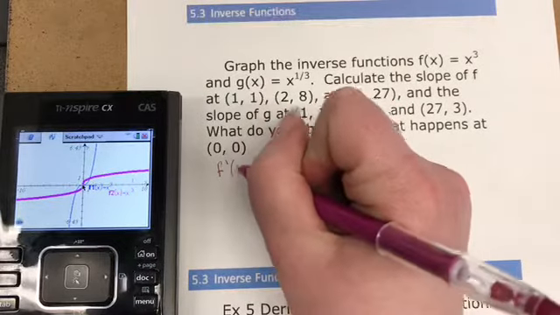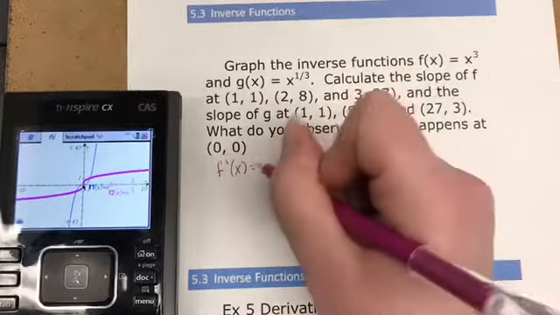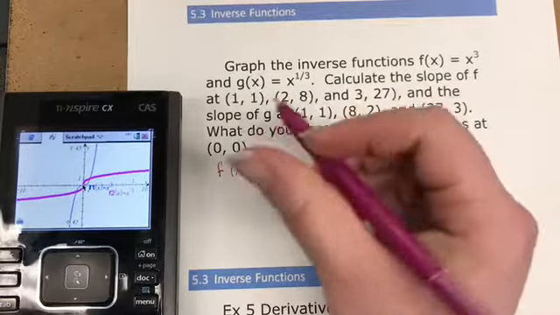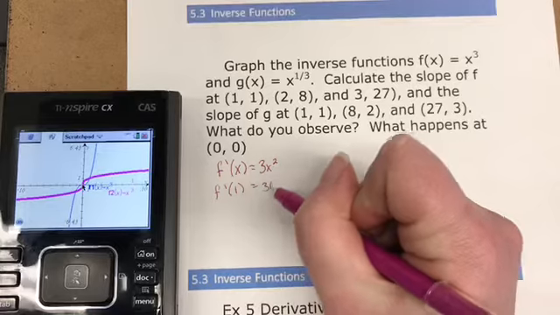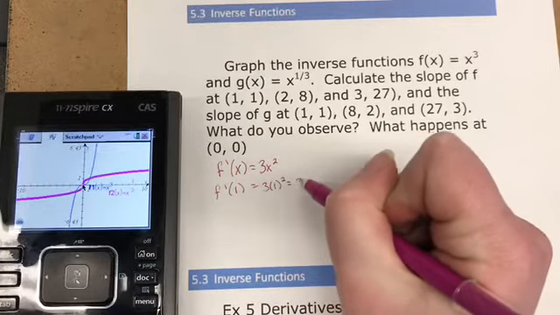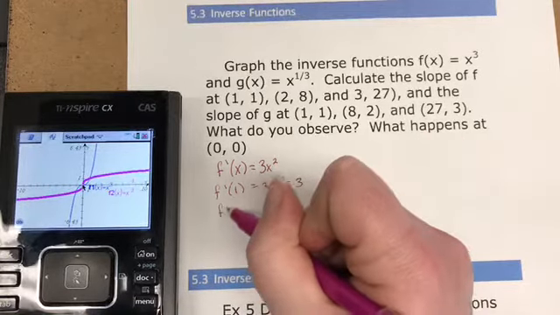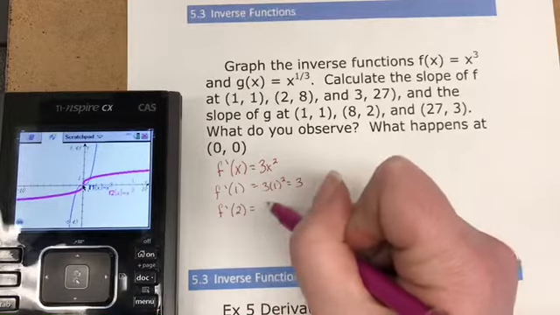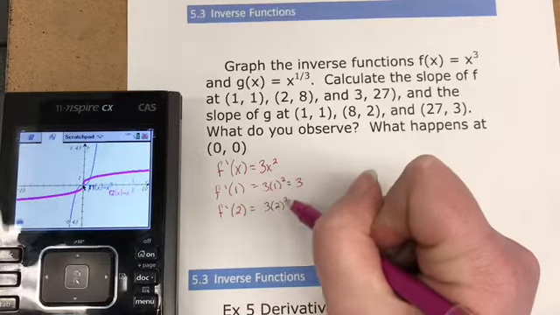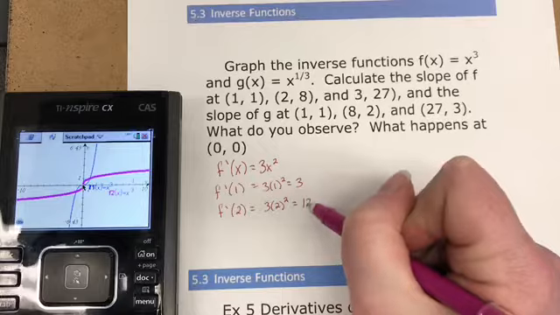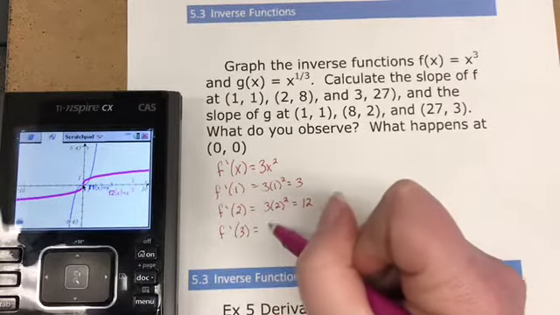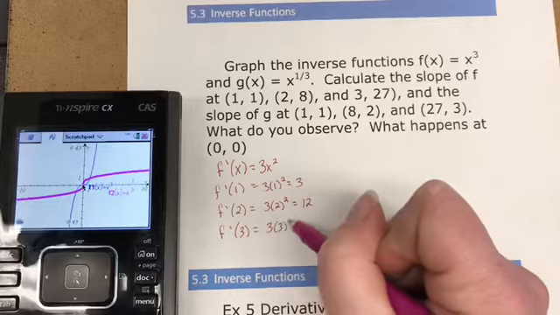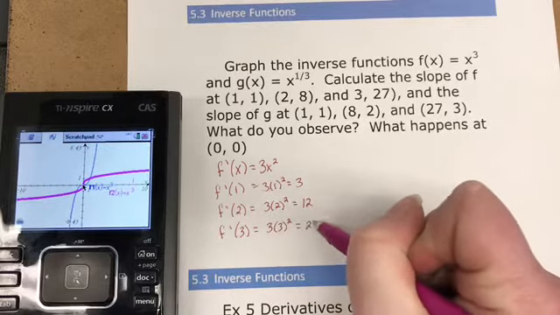So for f, to find the slope, that would be the first derivative, so that would be 3x squared. So f prime of 1, 3 times 1 squared would be 3. F prime of 2 would be 3 times 2 squared, which would be 12. And then f prime of 3 would be 3 times 3 squared, which would be 27.